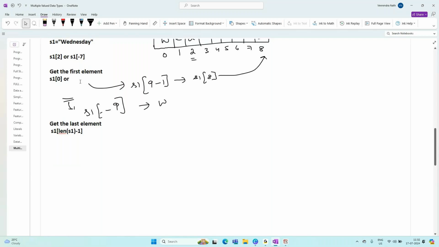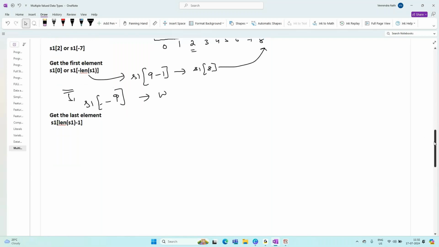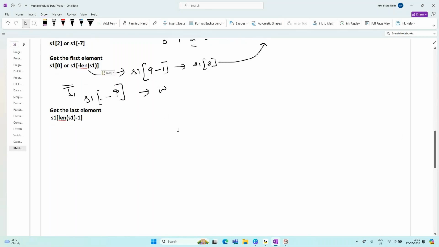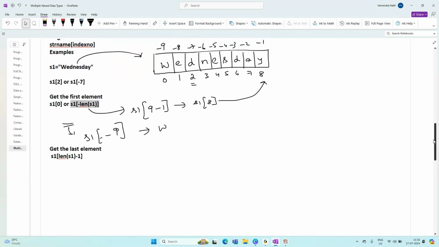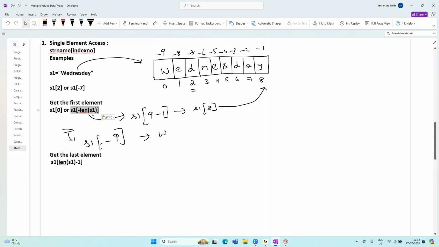Okay. Next, what about this? Now corrected. See, logic understanding is important. Maybe I may be wrong here and there, but now is it correct? So S1 of minus len of S1. So what am I getting now? Okay, I'll correct here also. Now what is this? S1 of minus of len of S1. What is len of S1? Minus 9. Did you get the first element? Yes? Okay. Now get the last element.